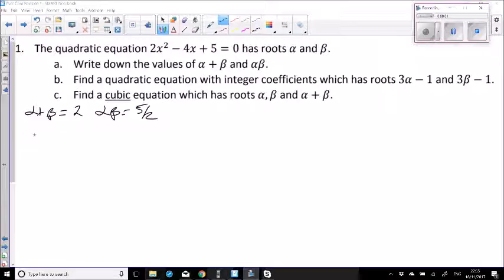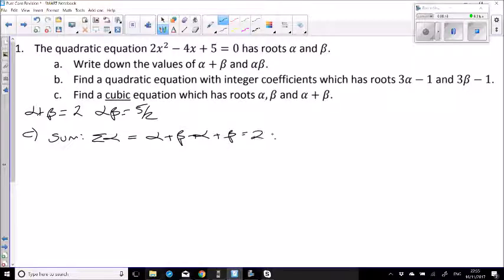Okay, in part C, take note it wants to find a cubic equation. So let's work out our different parts. Our sum. Right, so that can be simplified to 2 lots of alpha plus beta. So that's going to be 2 times 2 equals 4.